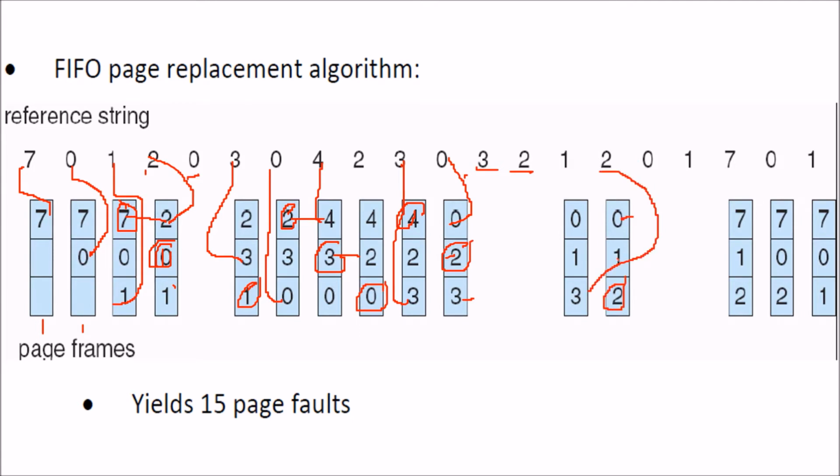Now 0 and 1 are there, so there will be no page fault. 7 will come, so 0 has to be replaced. Now 0 has come, and 0 has to replace 1. 1 has come, and 1 has to replace this 2, because the oldest out of the 3 will be replaced. So there are 15 page faults.